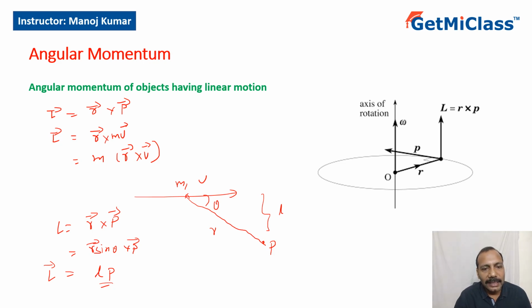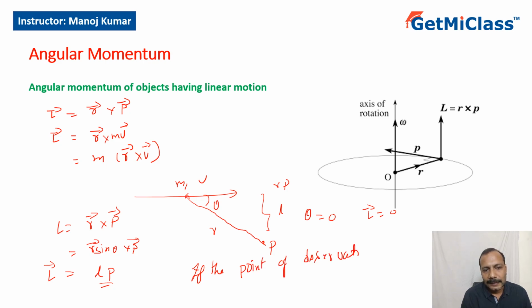Now what is the condition under which a body under linear motion will not have angular momentum? That is, if theta is 0. If theta is 0, then I can say angular momentum is 0. If theta is 0, the point P will be on the line. So I can say that if the point of observation is on the line of motion, then the angular momentum about that point would be 0.